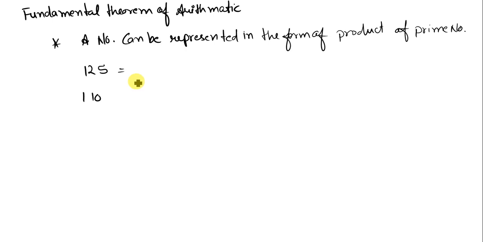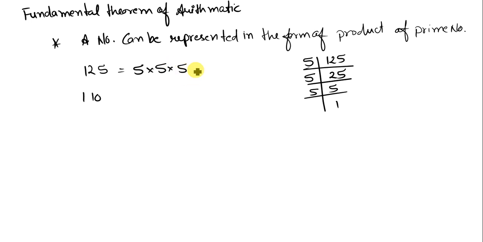Like if it is 125, or if we take another example like 110, then we can easily solve it. If we solve 125 by doing the prime factorization using the division method, 125 will be divided by 5, so it will go 25 times, and again dividing by 5 it will go 5 times, and 5 1. So we can see that 5 is a prime number, and we can write 125 in the form of multiples of prime numbers.